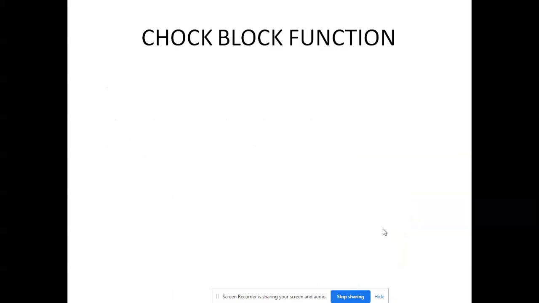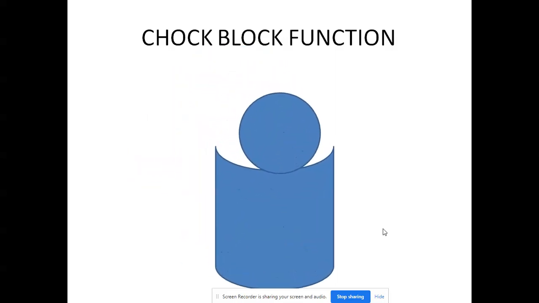Coming to the chock block mechanism. As the word tells, there is something getting blocked. Let's look into what it is. Consider the down part to be the scapula, that is your glenoid fossa, and the circle to be your humeral head. As you can see, the end of the rectangular part is elevated. That is nothing but your glenoid fossa. The glenoid labrum covering the periphery of the glenoid fossa is elevated.